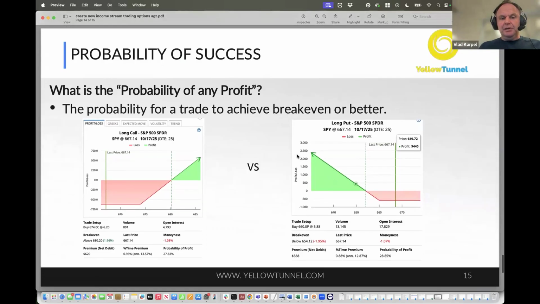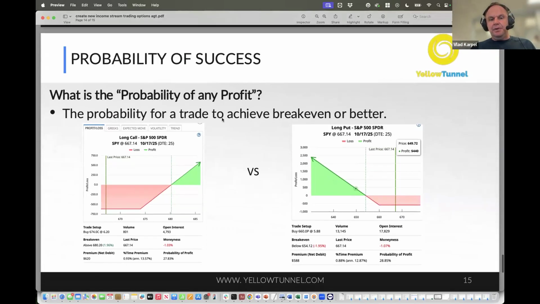We touched base on the probability of success and probability of profit. So let's go over some of these examples, right? We already saw the profit and loss chart for the calls. This is a long call. I did this a couple of days ago. Spiders was at 667. Basically, the price of this option is $6.20, right?